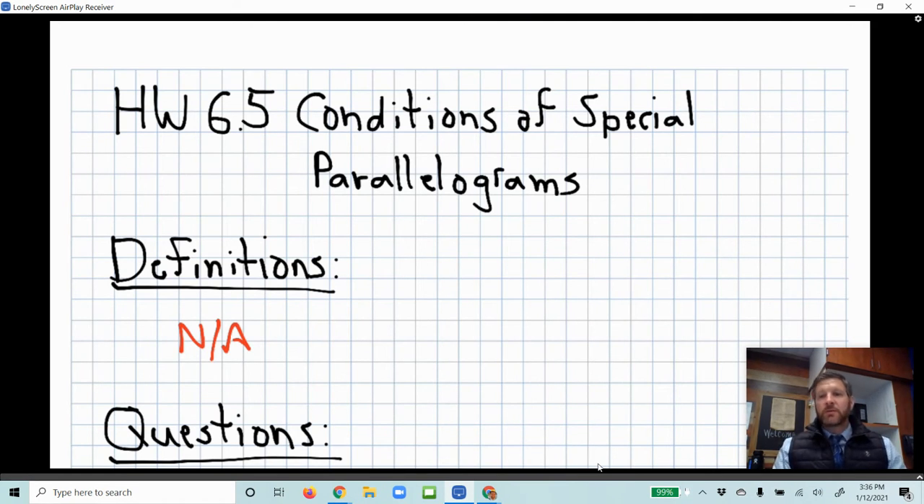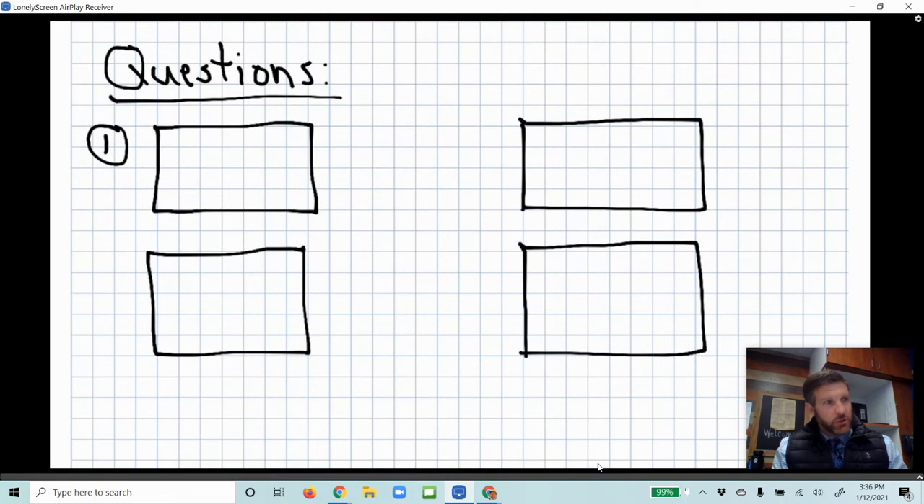Because we're still reviewing the same shapes, the rectangles, rhombuses, and squares from 6.4, there are no definitions in this lesson. There are simply three questions. The first question is, how can you prove the type of quadrilateral using the diagonals? So how can you, just by looking at diagonals, know whether you have a general parallelogram, a specialized rectangle, a specialized rhombus, or even a square? We've already talked about the characteristics, but let's put that into application.